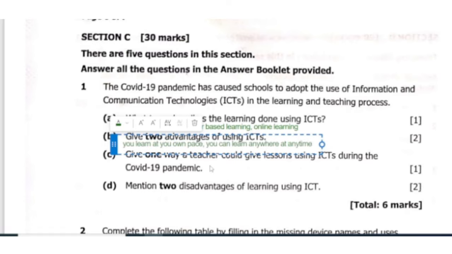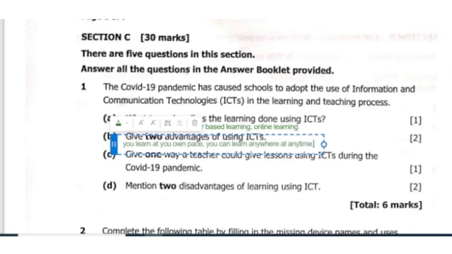And then the other advantage is you can still learn something over and over. Your teacher cannot teach you 20 times on the same topic, but with e-learning you can watch the video over and over until you understand. So this is what us human teachers cannot do for you. We can't teach you 20 times.